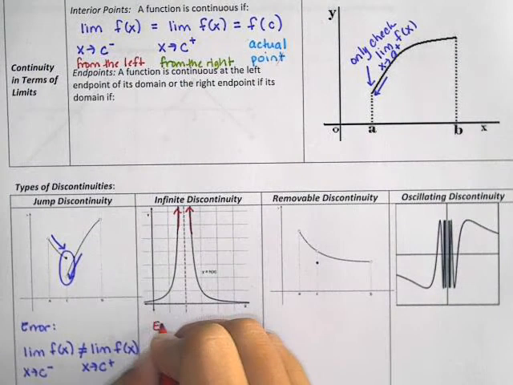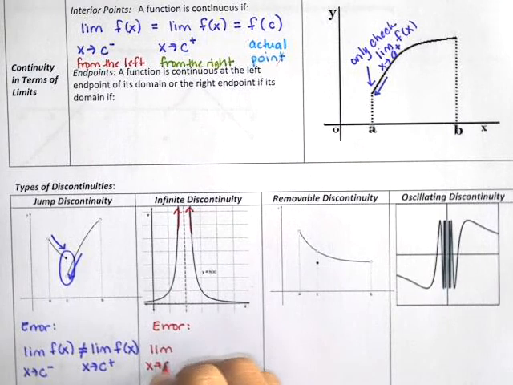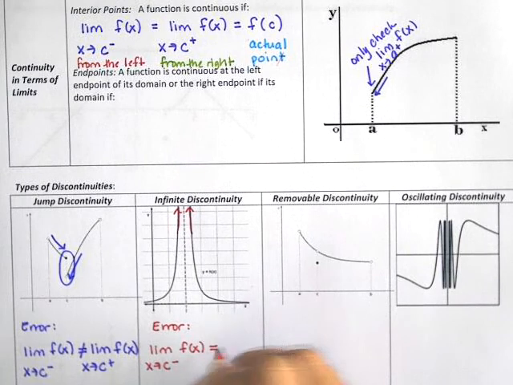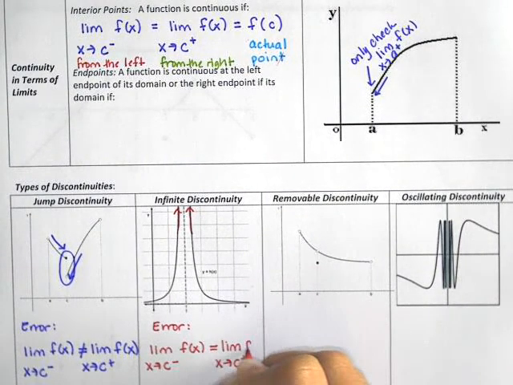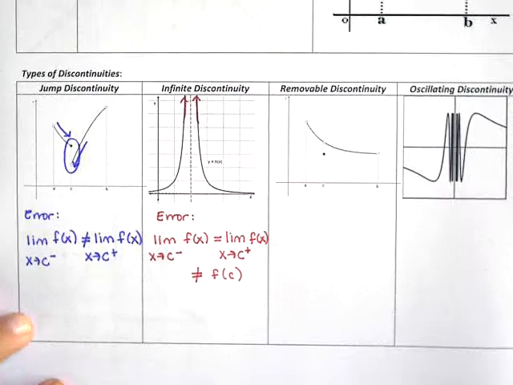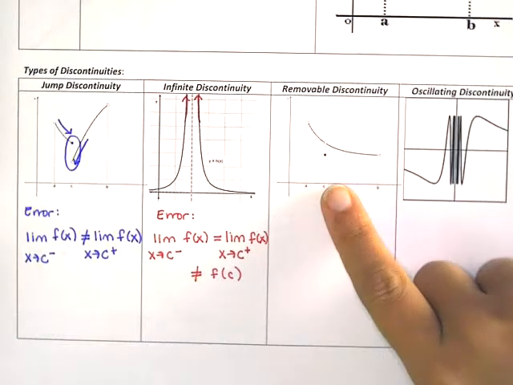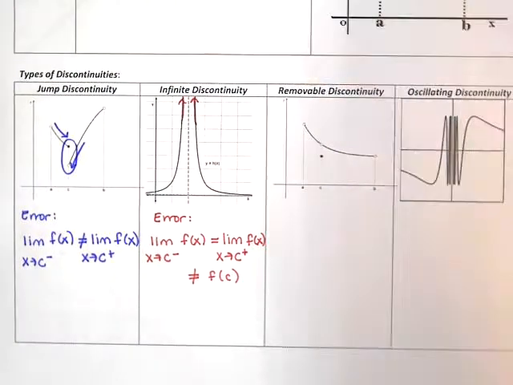So the error here would be that the limit as x approaches c from the left, which is equal to the limit as x approaches c from the right, does not equal f of c. So those two limits might agree, but they don't agree with the actual closed circle because there isn't a closed circle. Now, this function right here is what we call a removable discontinuity.